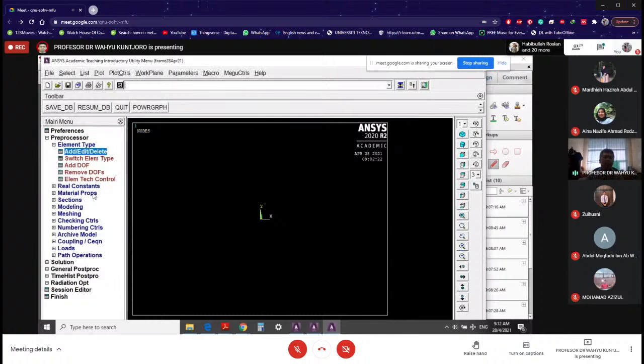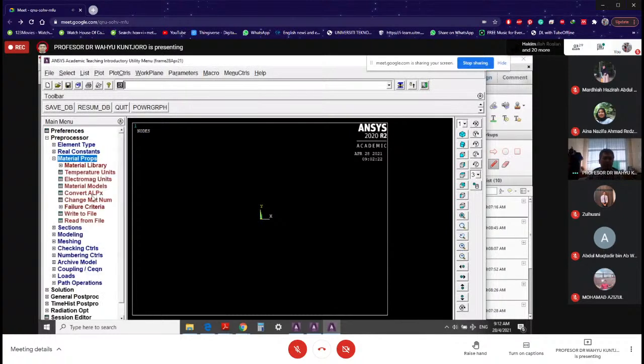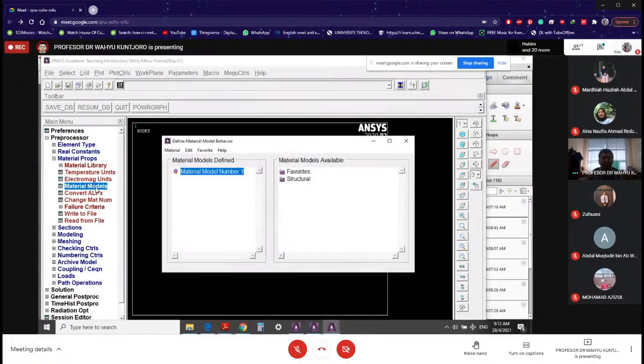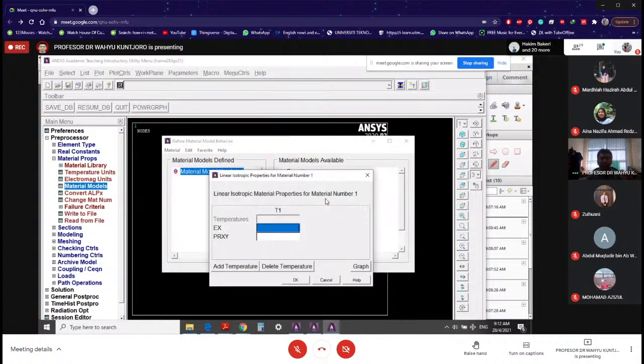Nice. Now we define our material. Material models. As usual. Why is it 200,000? Because I decided that I am going to use the unit as Newton and millimeter. Okay, so it is going to be 200,000 Newton per millimeter square, and that is my Poisson ratio.